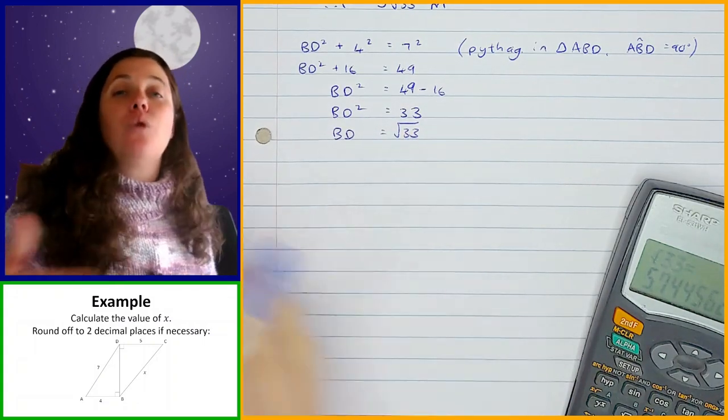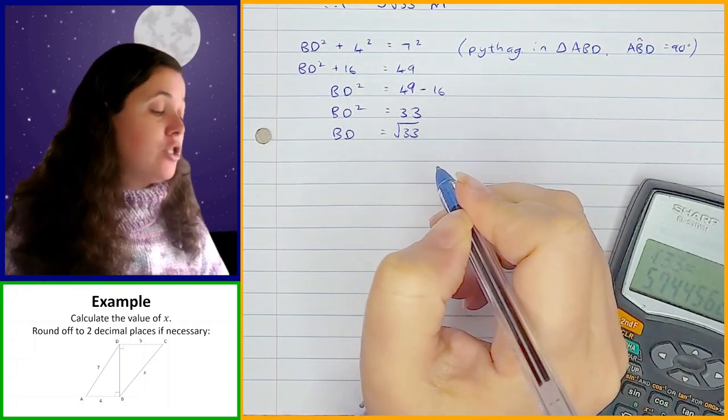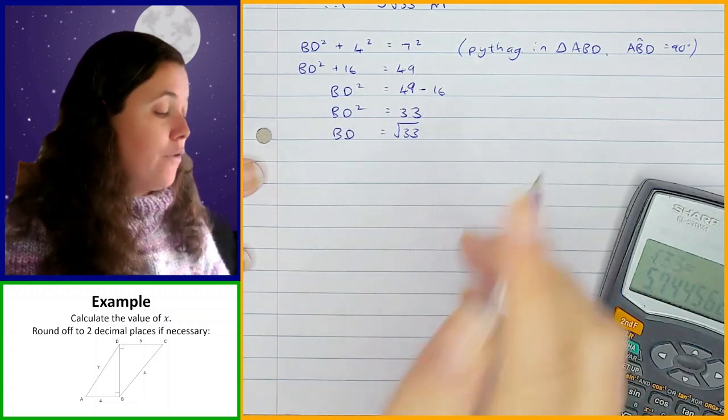Okay, if it did work out nicely, I could just write down the proper value, but it doesn't work out nicely. So I'm going to use it and keep it as the square root of 33. I'm not going to round that off.